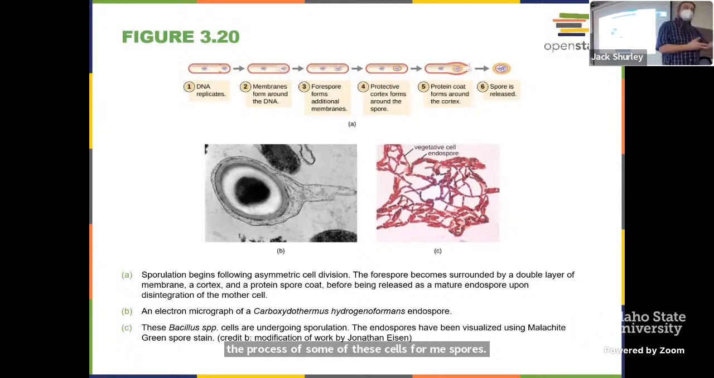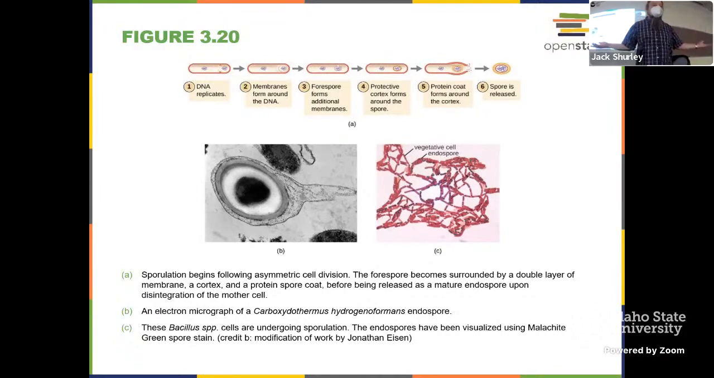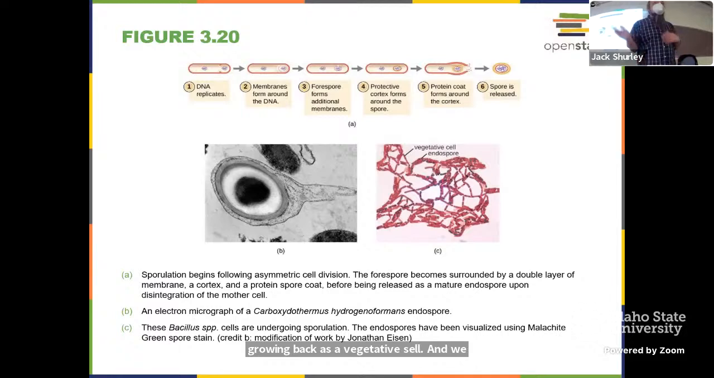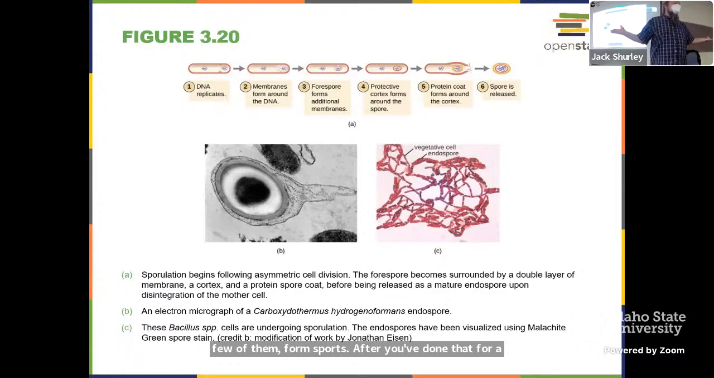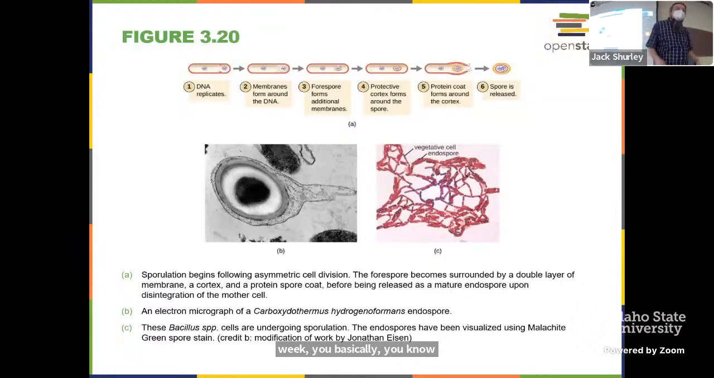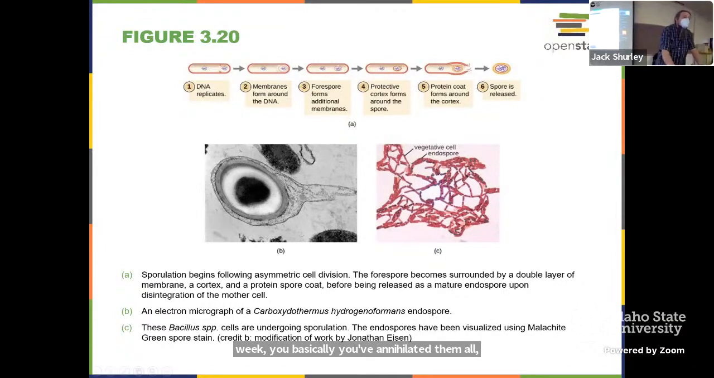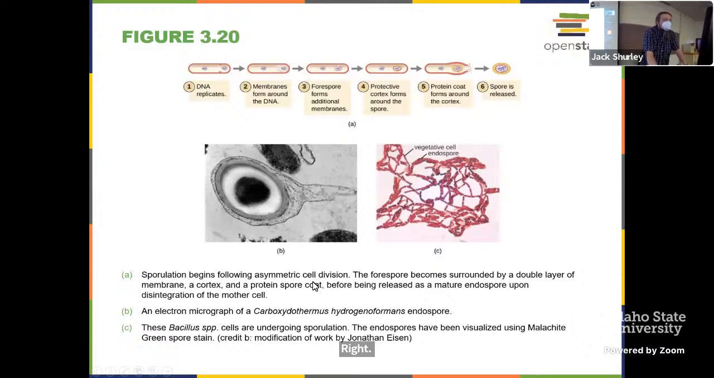And then they exfoliate, they start growing back as a vegetative cell, and we turn the temperature back up and we kill a bunch of them, and a few of them form spores. After you've done that for a week, you've basically annihilated them all. There's none left to be able to do that, right? So this is the idea with that.